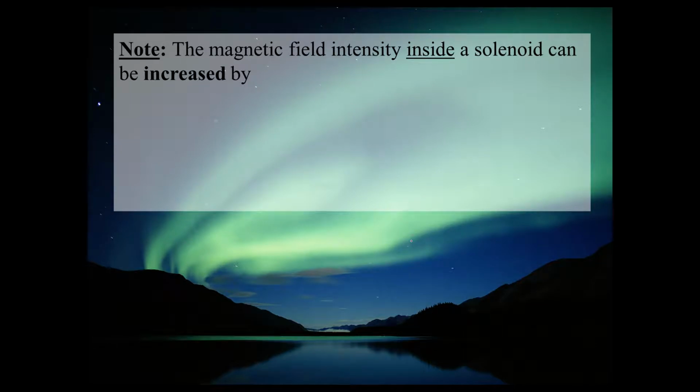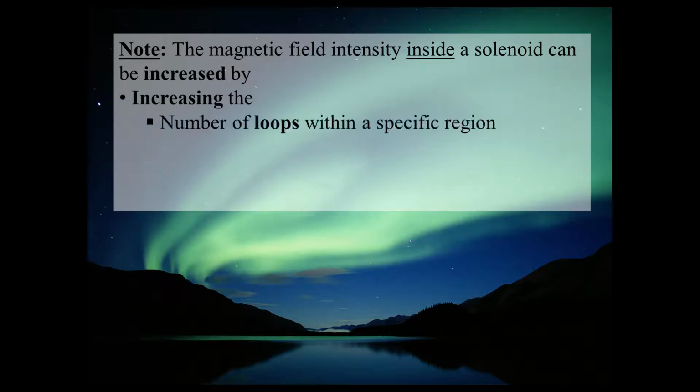With a solenoid, there are a few ways you can increase the magnetic field intensity. Ideally, we want to make that electromagnet, that solenoid, as strong as possible. A few ways to do this would be, one, increase the number of loops within a specific region.